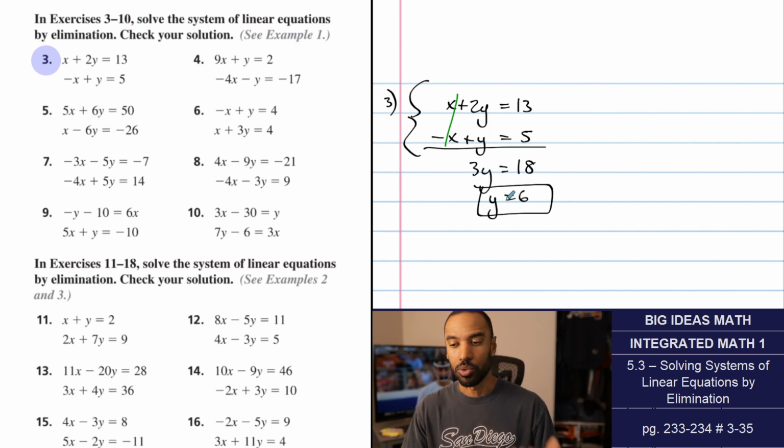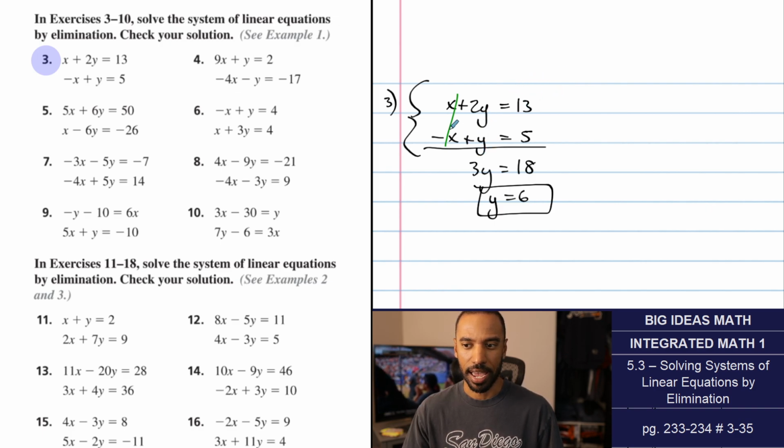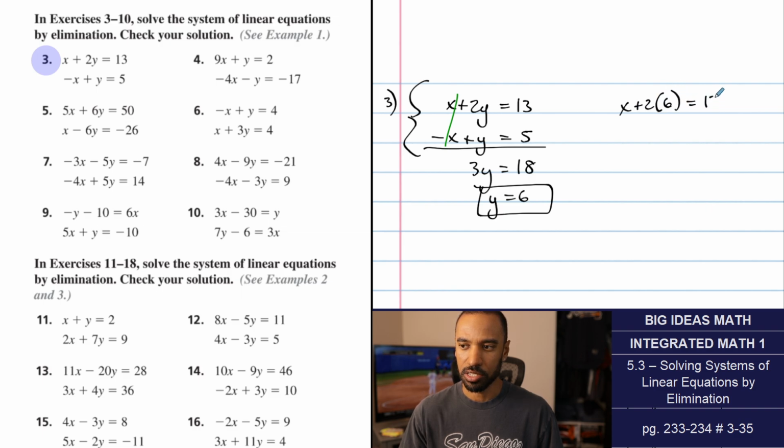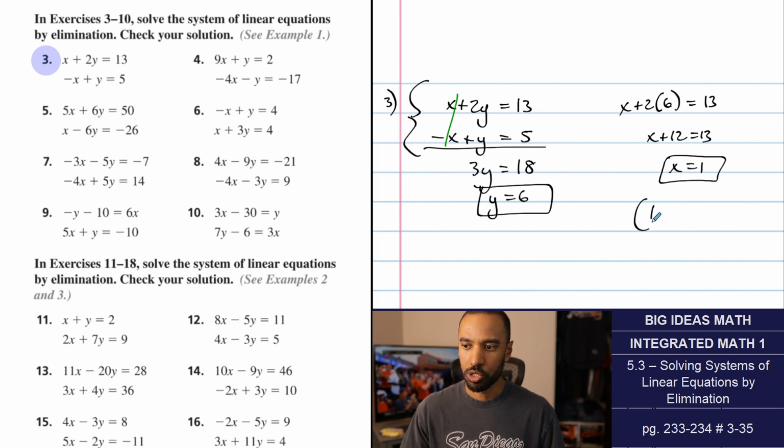Now, we're not done. We solved for y, great, but we also need to solve for x. Choose an equation to solve for x with. How about the top one? We have x plus 2 times 6, now that we know that y is 6, equals 13. And x plus 12 equals 13. Subtract 12 from both sides, you get x equals 1. Your solution ordered pair is (1, 6).